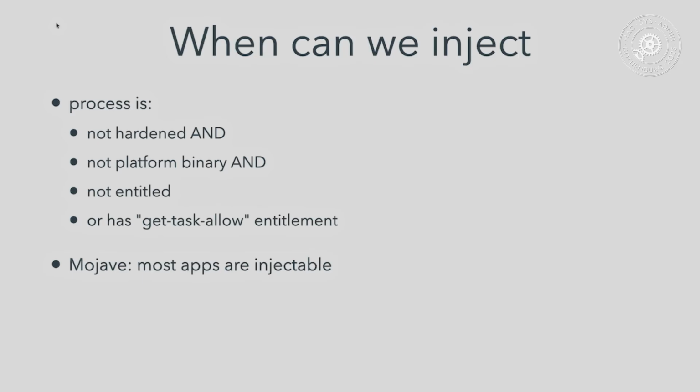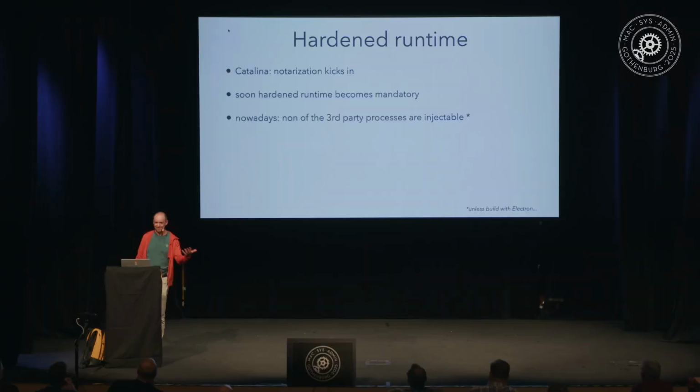Now, back in macOS Mojave, hardened runtime wasn't a thing. I think even library validation wasn't a thing. You could just do dylib injection or DYLD injection or task_for_pid, whatever. It was just wide. It was the Wild West for third-party apps. And then Catalina came and they said notarization kicks in and hardened runtime becomes mandatory, except for the App Store, as we heard.